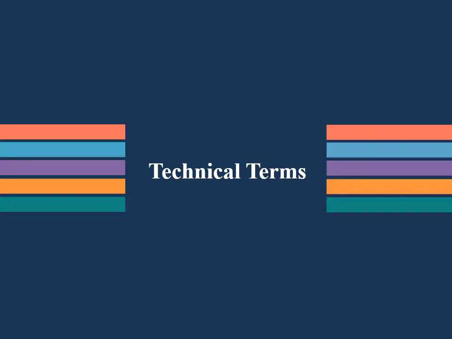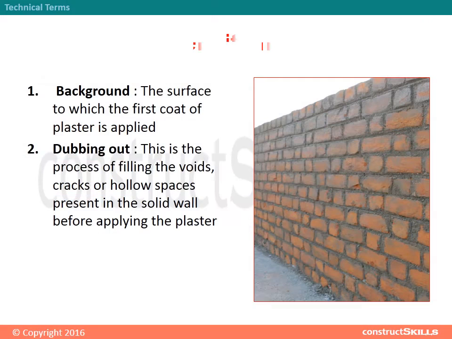Technical terms. Definitions. Background: the surface to which the first coat of plaster is applied. Dubbing out: this is the process of filling the voids, cracks or hollow spaces present in the solid wall before applying the plaster.